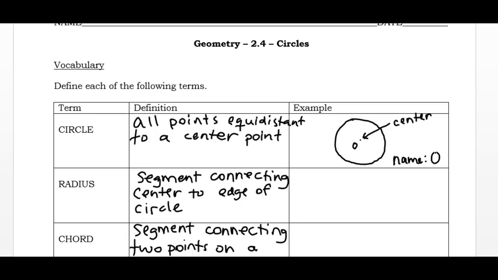A radius is a segment connecting the center to the edge of a circle. So I have another circle with its center, and the segment that connects from the center to the edge of the circle is the radius. A radius is a segment, so we name it the same way we name a segment, using two letters. So let's call this circle A, connected to segment B. So the radius name would be AB.